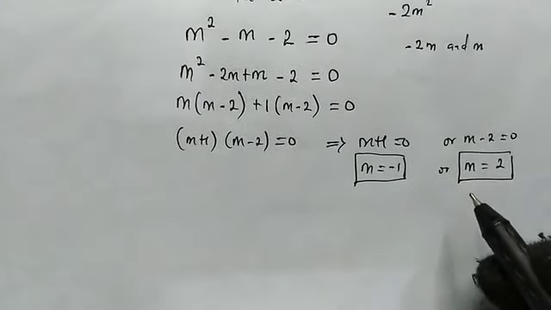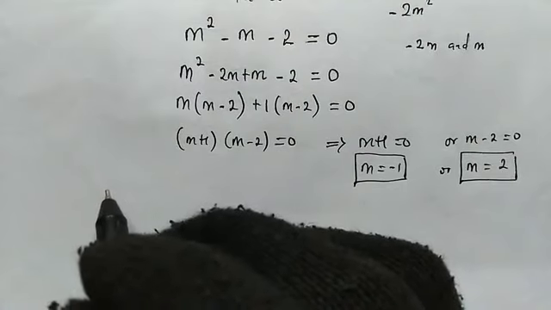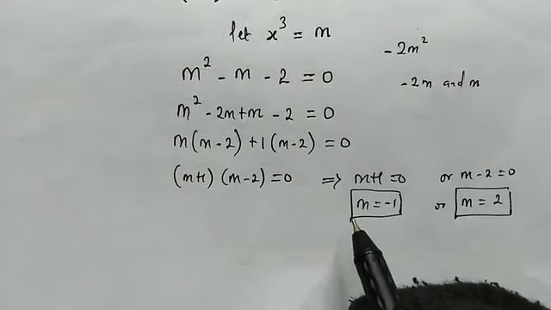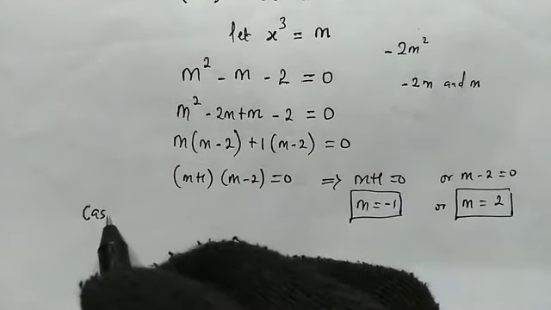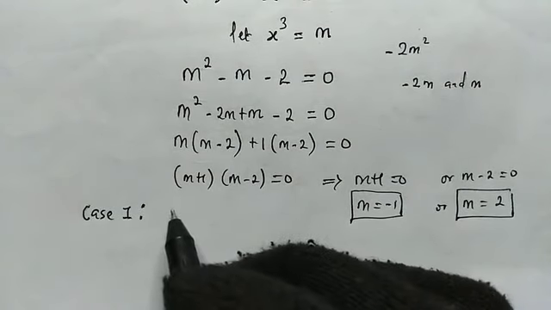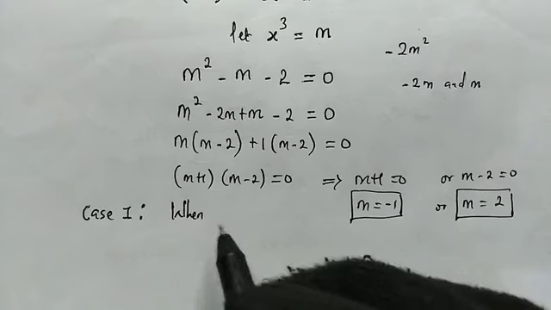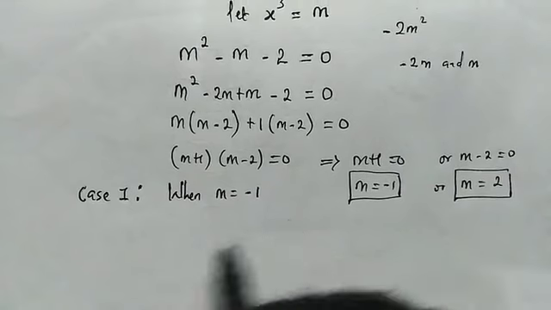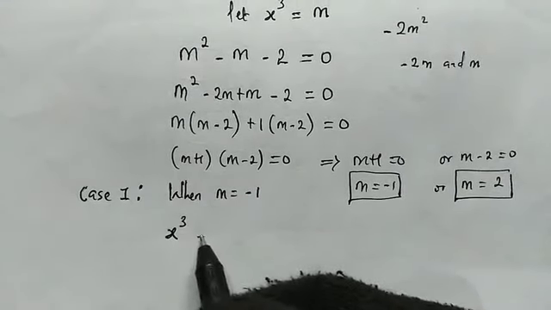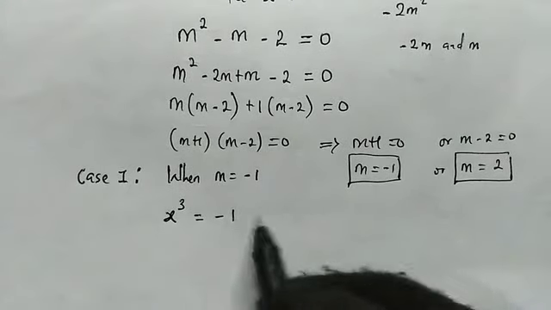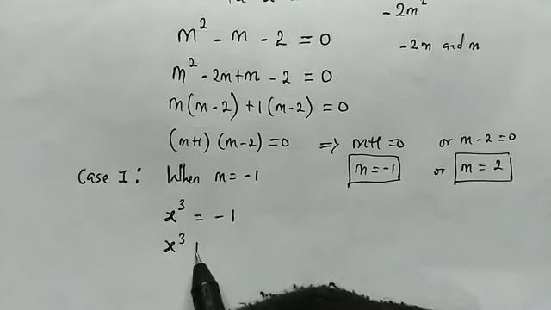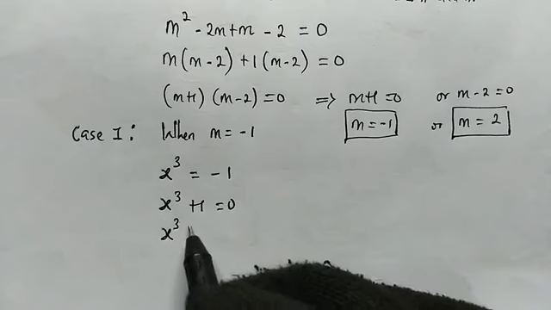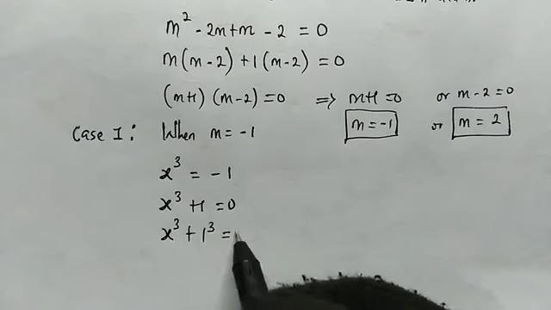Good. Now let's just recall back that x cubed is equal to m. So we're going to have two cases here. So we have case 1. In our case 1, when m is equal to negative 1, then x cubed will be equal to negative 1. Now adding 1 to both sides, we get x cubed plus 1 will be equal to 0. So from here, this is same as x cubed plus 1 cubed is equal to 0.